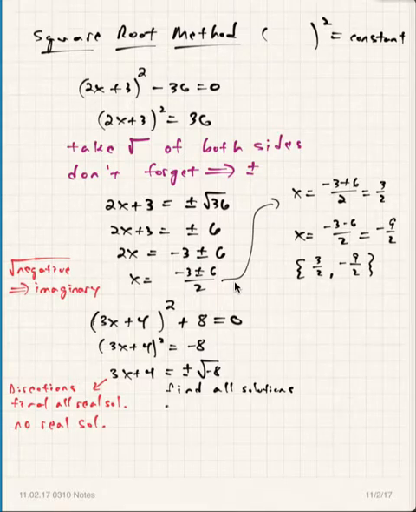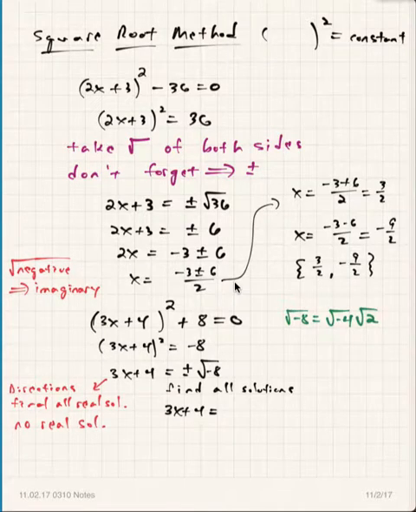So you get 3x plus 4 equals plus or minus the square root of negative 8. The square root of negative 8, don't forget we simplify like this. It's the square root of negative 4 times the square root of 2. And then the square root of negative 4, that's the imaginary part. That is 2i. And then times the square root of 2. Remember that the square root of negative 1 is equal to i.